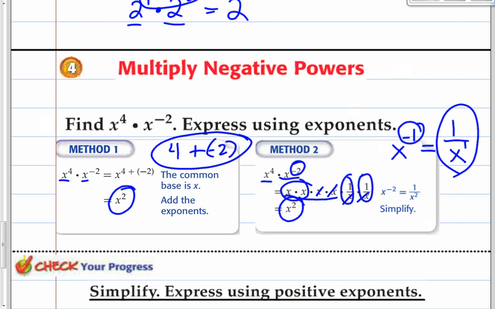Now, I know what you're thinking. I don't know if I'm ever going to use this method too. Well, I'll show you when you might use it in a future lesson. But right now, let's focus on this method, probably the easier one to use.